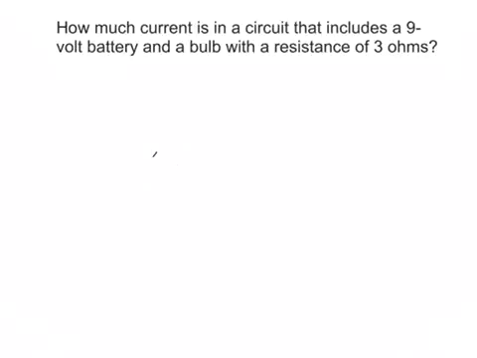How much current is in a circuit that includes a 9-volt battery and a bulb with a resistance of 3 ohms? So the first thing is we've got some information here that we need to be aware of. There's a 9-volt battery and there's resistance. Now, if you recall, the equation for Ohm's law that we had was voltage equals current times resistance.